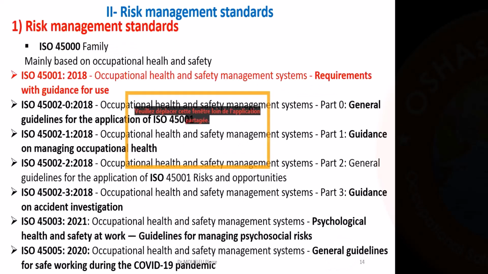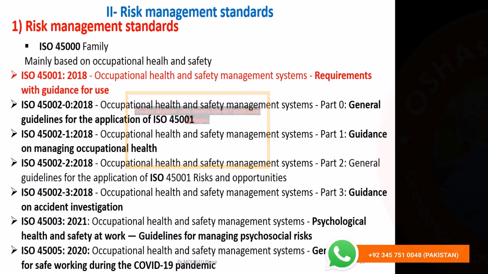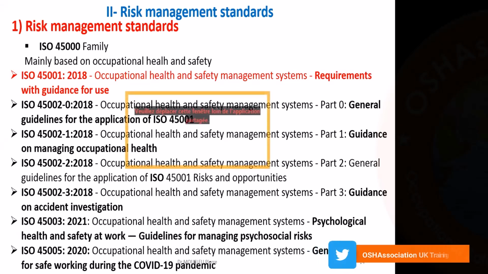What about the ISO 45000 family? They are mainly based on occupational health and safety, and the main one is ISO 45001 that was published in 2018, based on occupational health and safety management systems, giving the requirements with guidance for use. We have ISO 45002 that gives the general guidelines for the application of the standard.